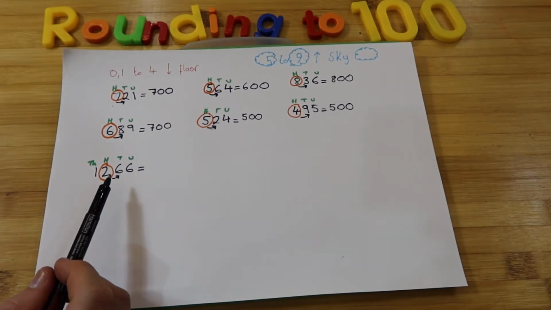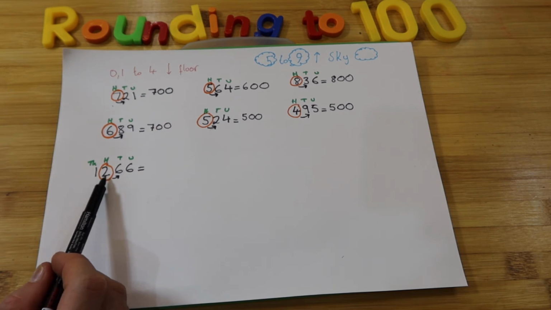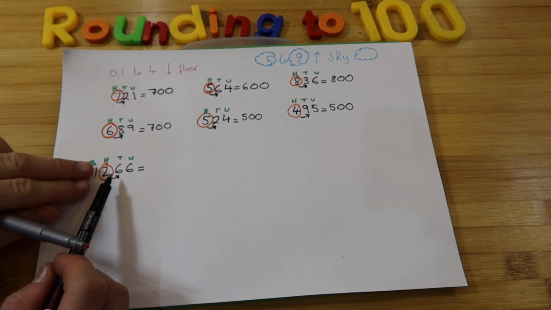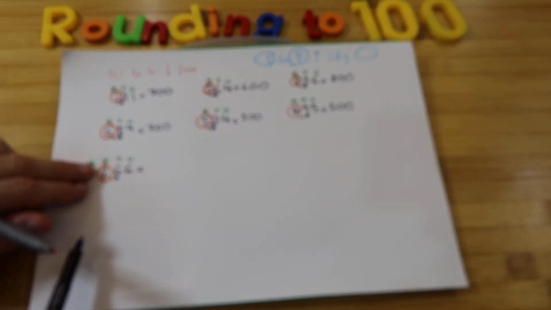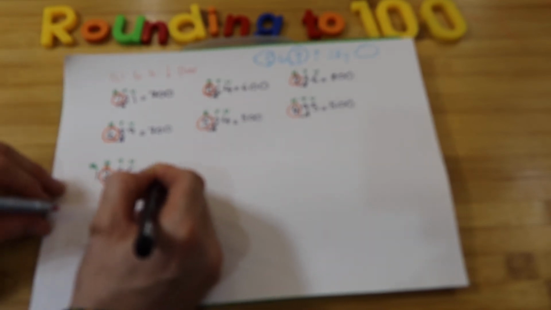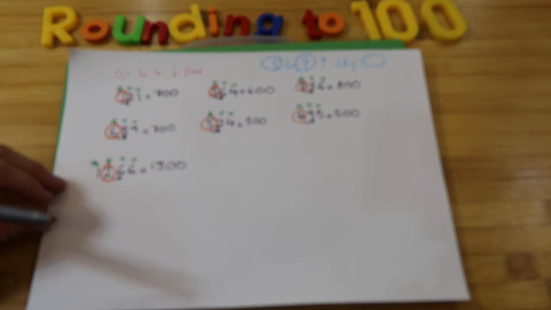5 to 9, round up to the sky. It's a 6. We're rounding up. So the next 100, now again, cover that over. And if we cover that over, the next 100 after 200 is 100, 200, 300. So it's 1,300. As simple as that, okay?